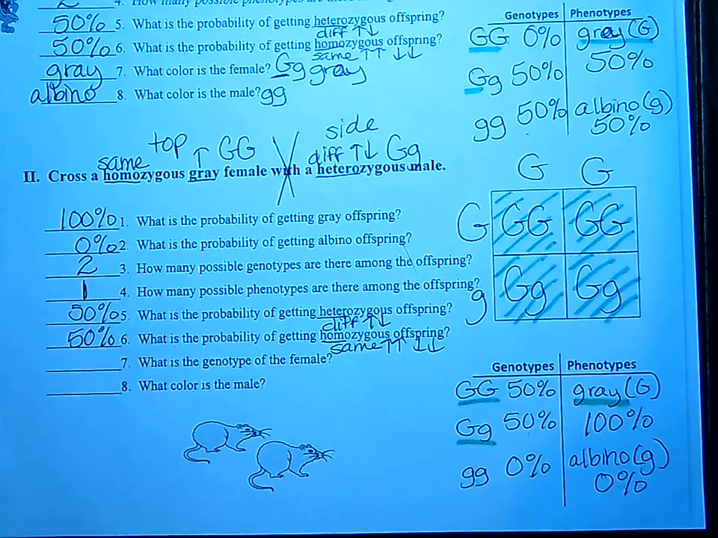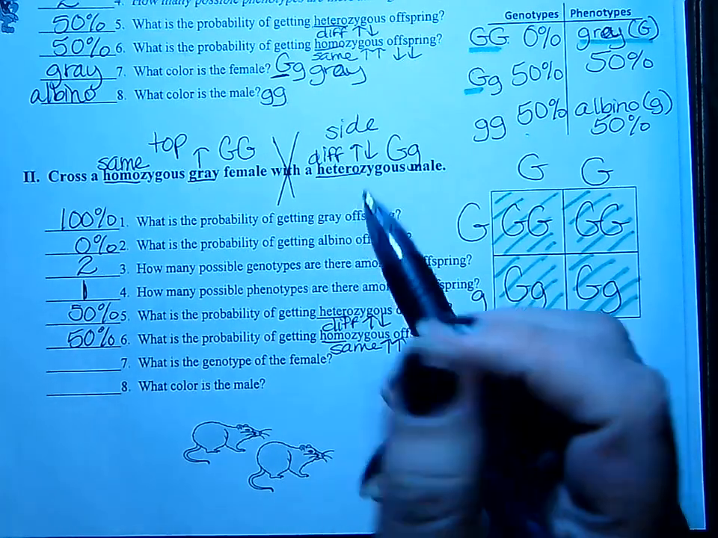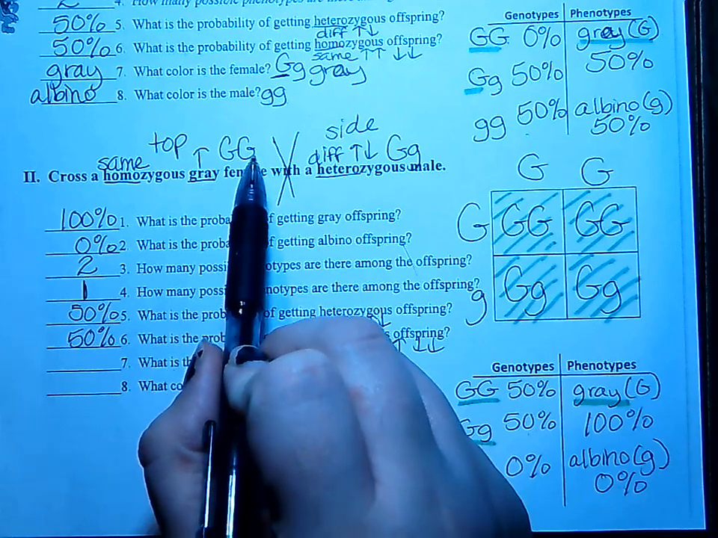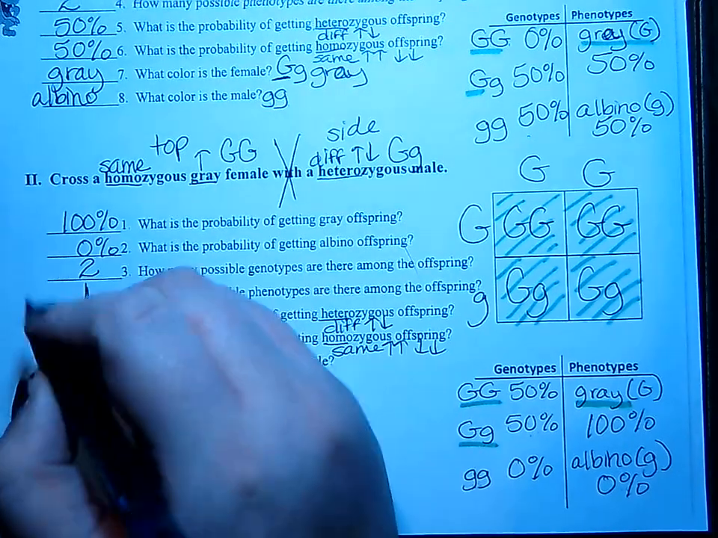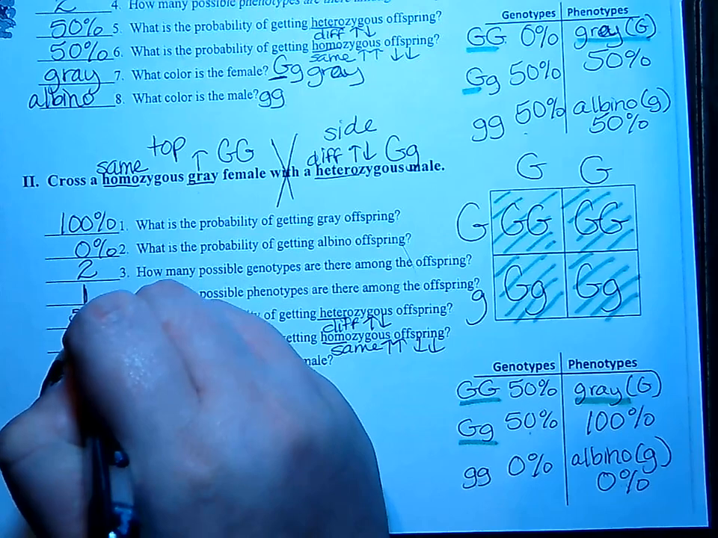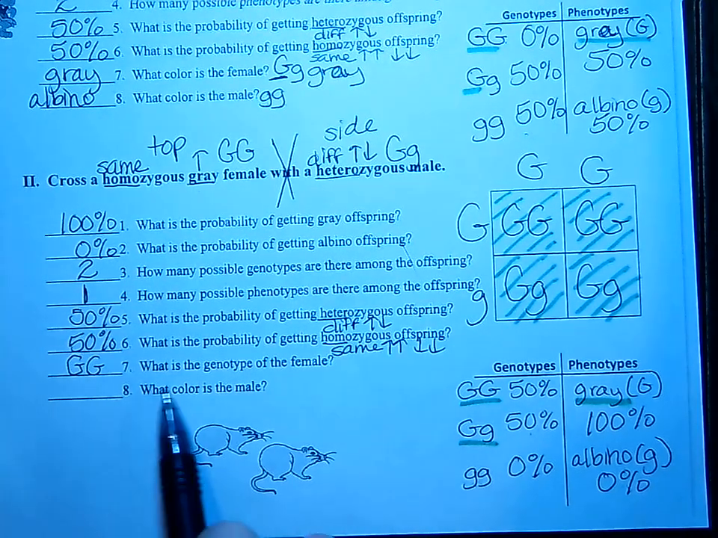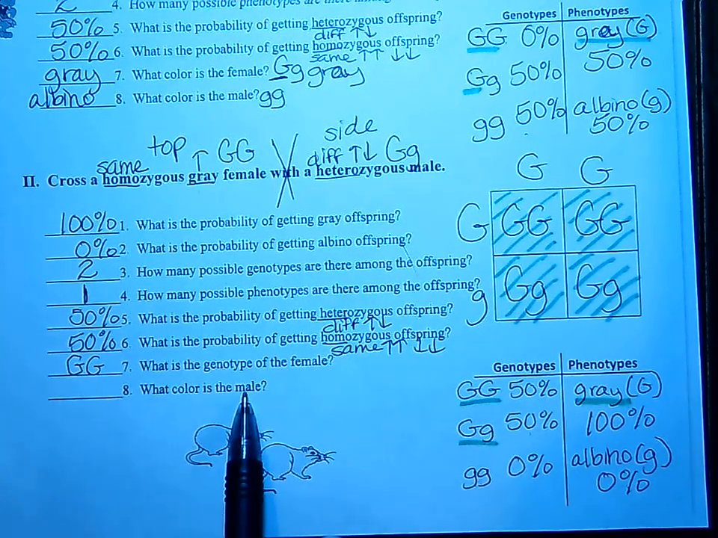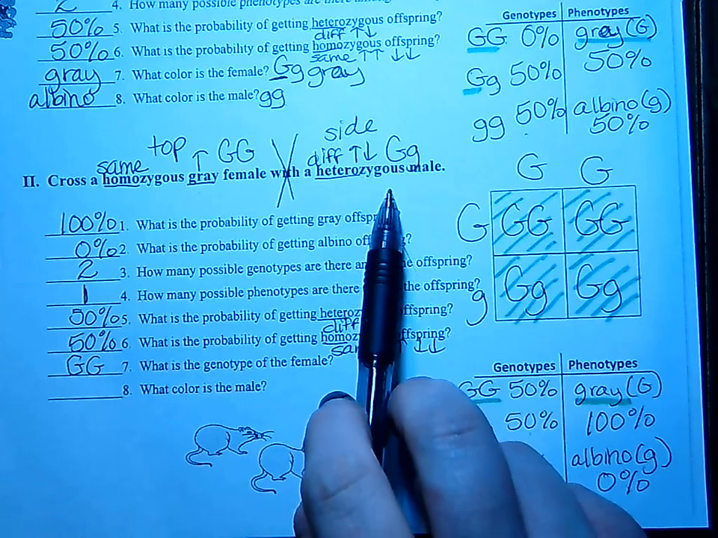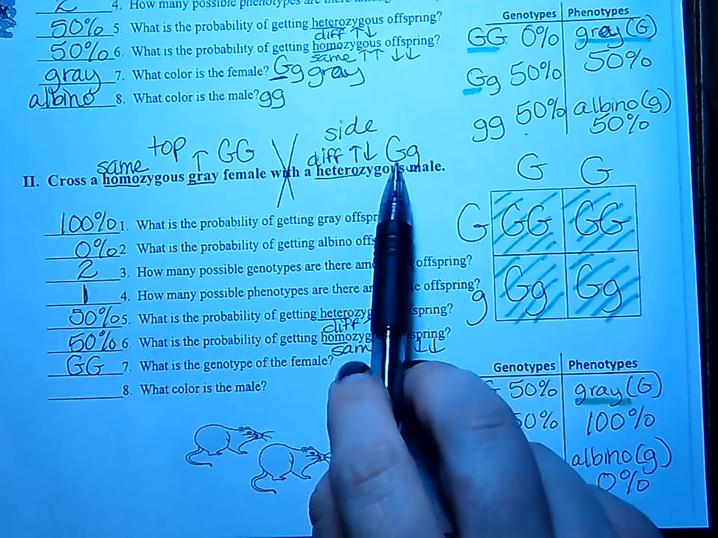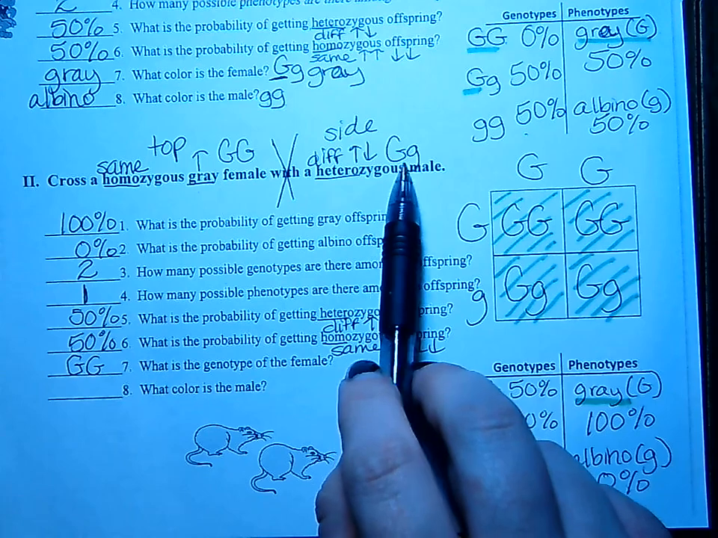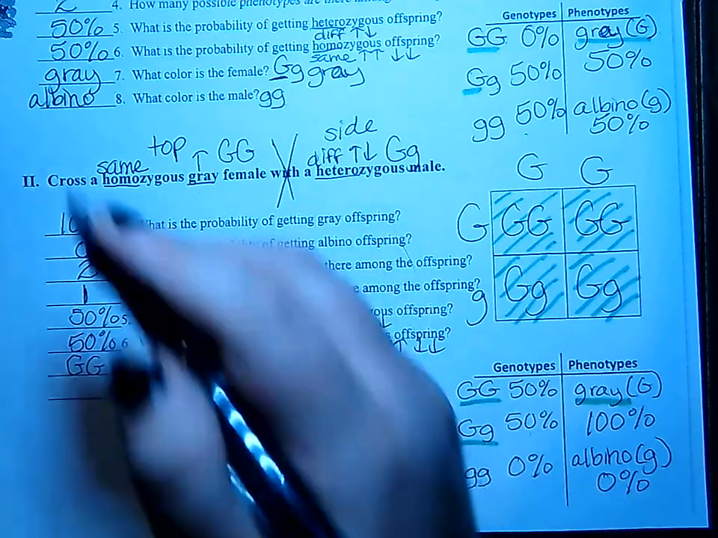What is the genotype of the female? Well, that's what we got up here from the original. So that would be big big, or homozygous dominant. What color is the male? Well, since he is heterozygous, he still has that capital allele, or that dominant trait is apparent. So he is gray.